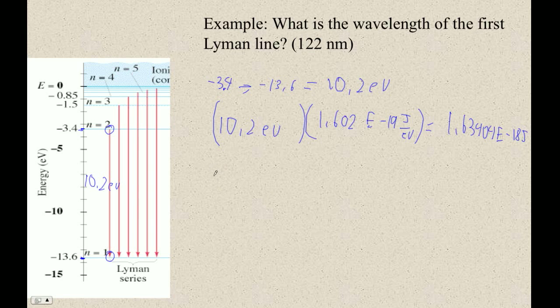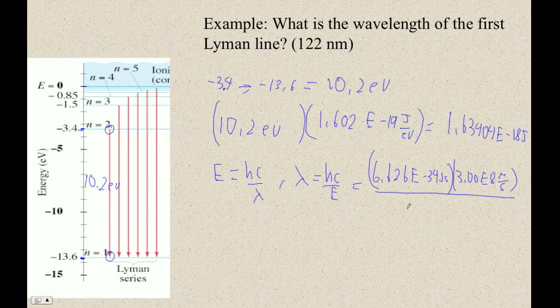And then let's see, energy is hc over lambda. So lambda is hc over E, right? So it's 6.626 E minus 34 joule seconds times 3.00 E8 meters per second, divided by 1.63404 E minus 18, and that's joules, right? And of course, this all works out to meters. We've done this 100 times before. Okay, so 6.626 E minus 34 times 3E8 divided by the answer I just got.